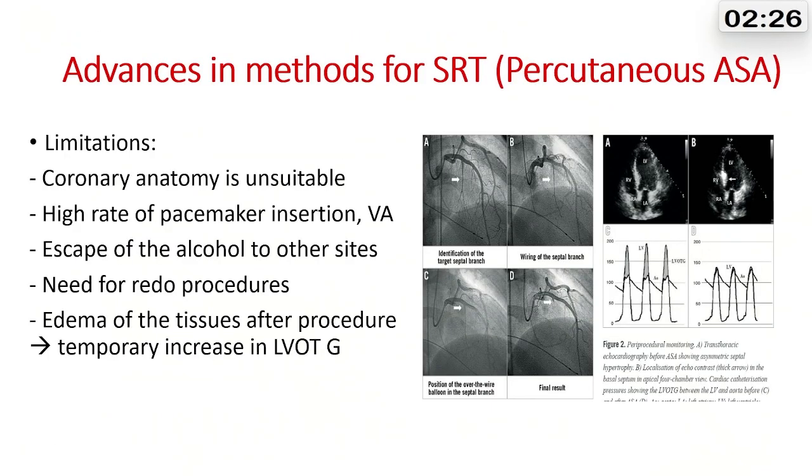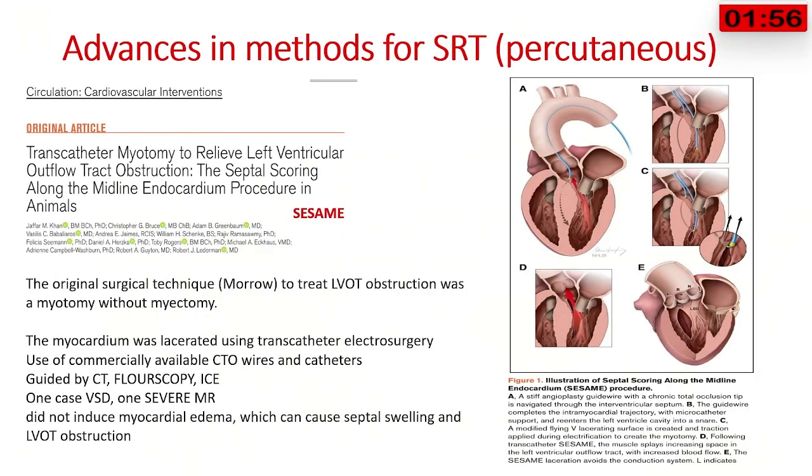Regarding the other wing of the story, which is alcohol septal ablation: it is the standard non-surgical technique for these patients, but it also has limitations. Coronary anatomy is sometimes unsuitable, there is a high rate of pacemaker insertion, escape of the alcohol into different sites may damage other parts of the myocardium, and sometimes edema of the tissues after the procedure may temporarily increase the LVOT gradient. What are the other options?